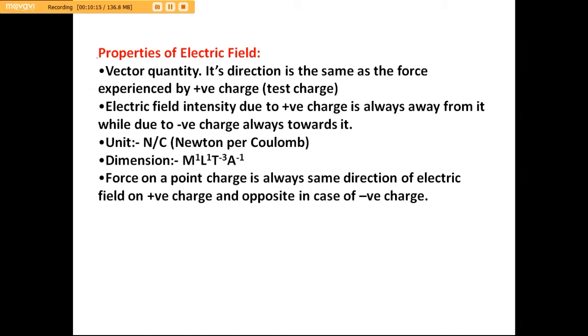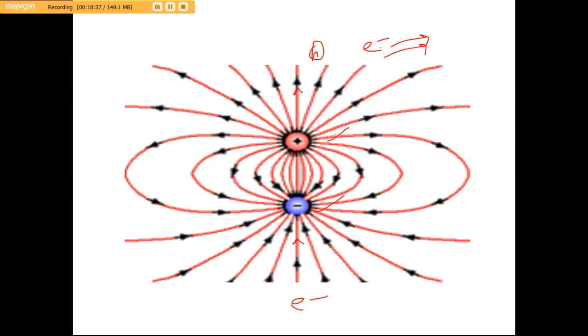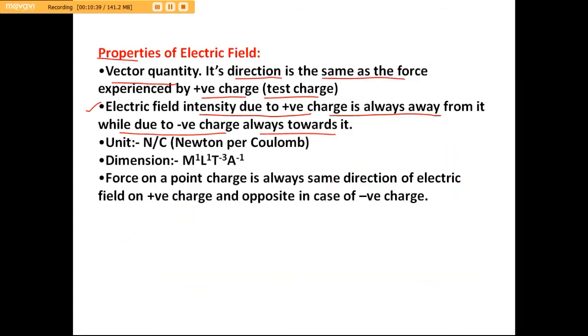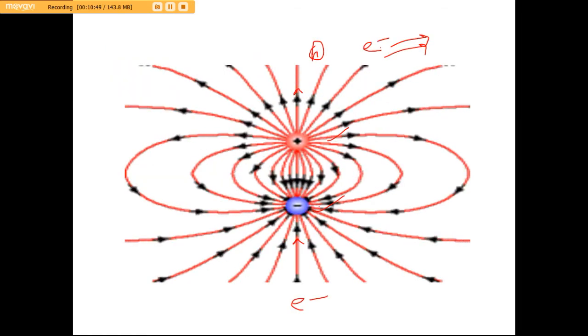So, properties of electric field. What is the actual property? Obviously it is a vector quantity, as its direction is the same as the force experienced by the positive charge, that is the test charge. The electric field intensity due to the positive charge is always away from it, while due to the negative charge it is always towards it.